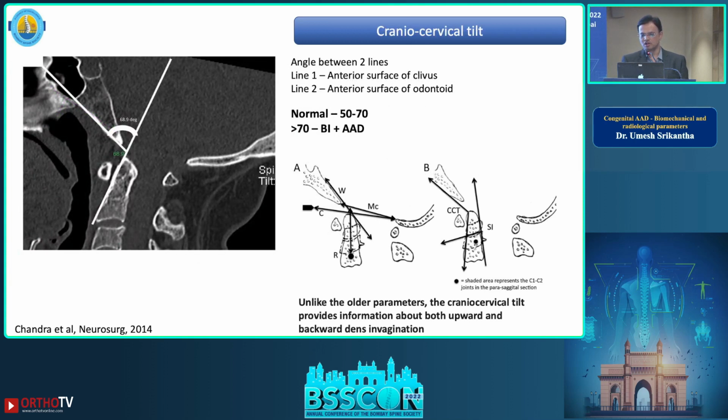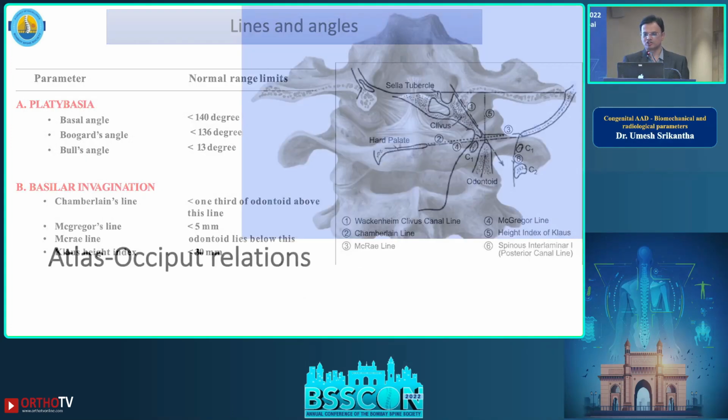This is one of the recent things that have come up, craniocervical tilt, discussed by Dr. Chandra. Again, this measures the anterior slope of the clivus and the anterior slope of the axis. Usually in a normal subject it is supposed to be 50 to 70, whereas if it is more than 70, it usually indicates not only BI, but usually AAD. Compared to the other parameters, the authors claim that this craniocervical tilt not only provides information about BI, but also the upward as well as backward, retroverted nature of the axis. That is the advantage of this.